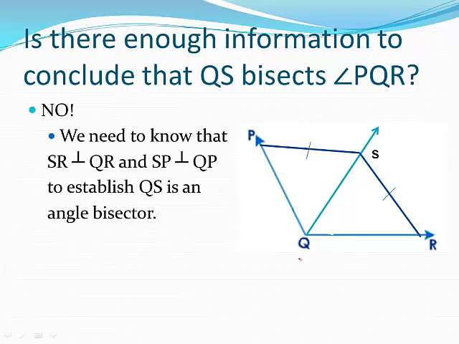The main reason is we need to know that the angles that are created here and here are perpendicular to know that they are distances. Since we don't know that, we can't say that this is on the angle bisector, because it's not equidistant, or it doesn't show that it's equidistant.